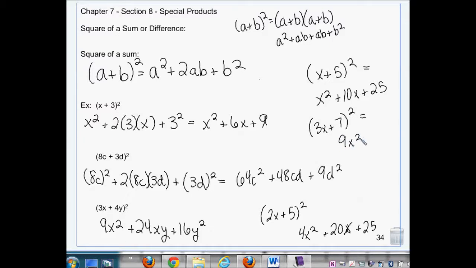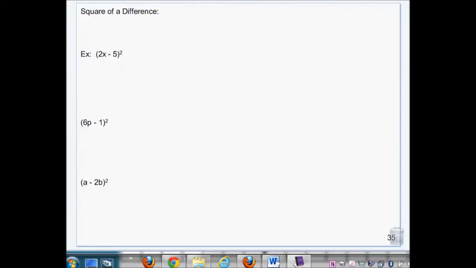21. 42. X. 7 squared, 49. Alright. Or you can FOIL it out. If it's a difference, there's subtraction. It's the exact same thing, sort of. The first term is still squared, and the last term is still squared, just with opposites, and the middle term is still 2 times a times b, but it's minus.